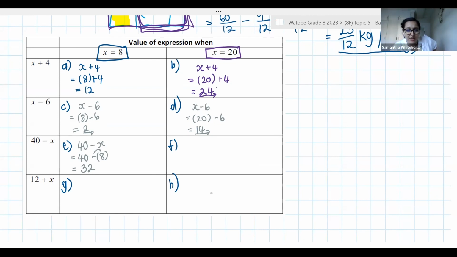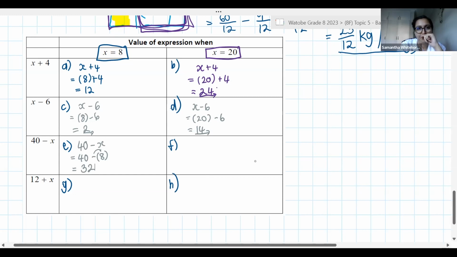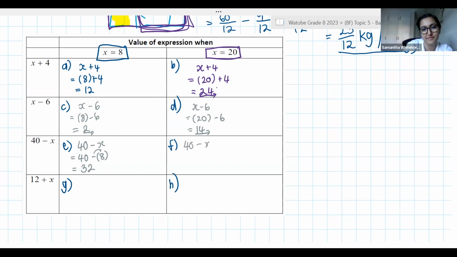Nice. Anyone want to help me with F? Anyone want to help? Last 3. Okay, Mvuyo again, help me with F. F, ma'am, is 40 minus 20, and the answer is 20. Excellent, well done. So again, we're taking away from 40. So our answer here is 20.